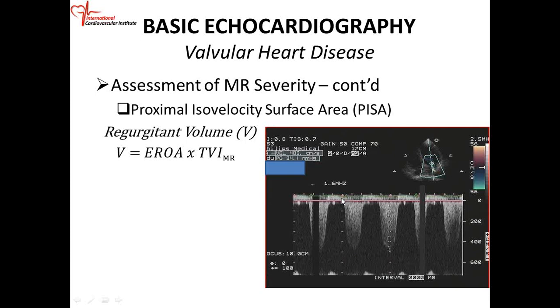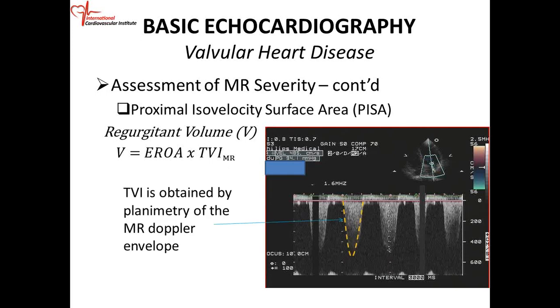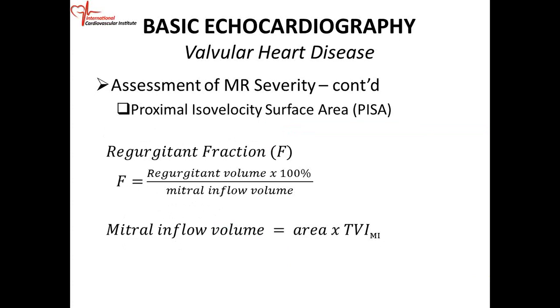All you do is planimetry, you're just tracing around the mitral envelope, and that will give you the TVI, and that will give you the regurgitant volume. So you can calculate the regurgitant volume by doing planimetry of the envelope. The regurgitant fraction is just equal to the regurgitant volume divided by the mitral inflow. You can calculate the flow going across the mitral valve.